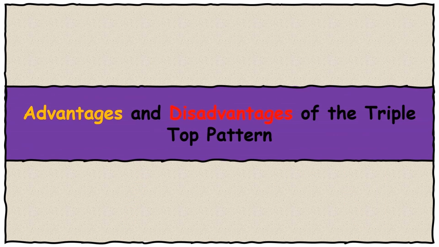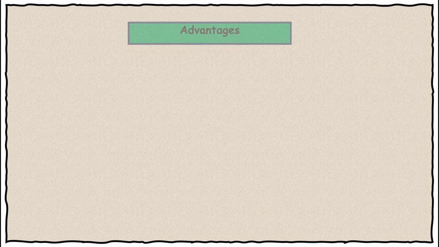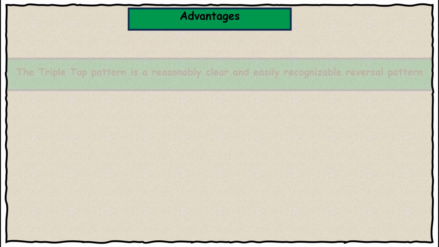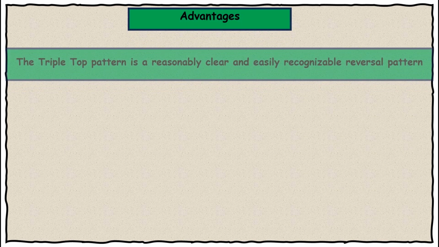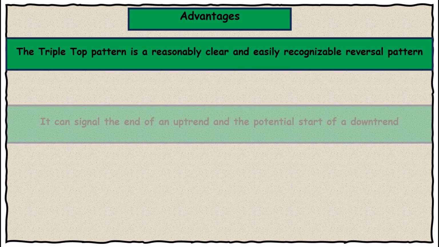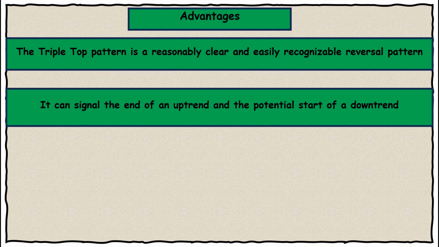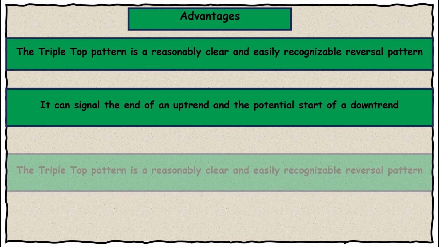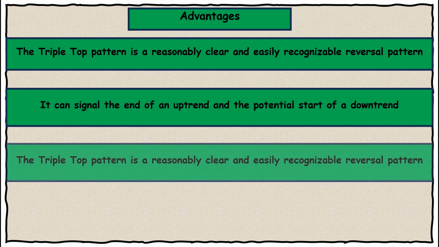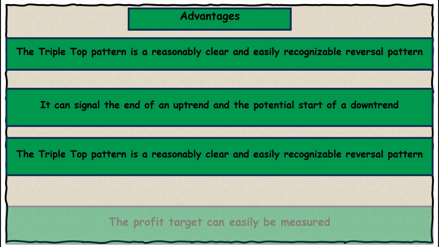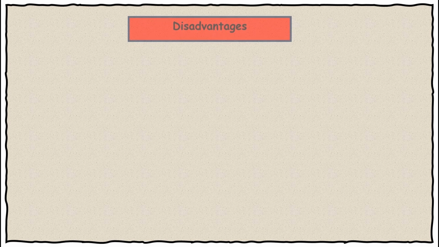Advantages and disadvantages of the triple top pattern. Advantages. The triple top pattern is a reasonably clear and easily recognizable reversal pattern. It can signal the end of an uptrend and the potential start of a downtrend. The profit target can easily be measured.